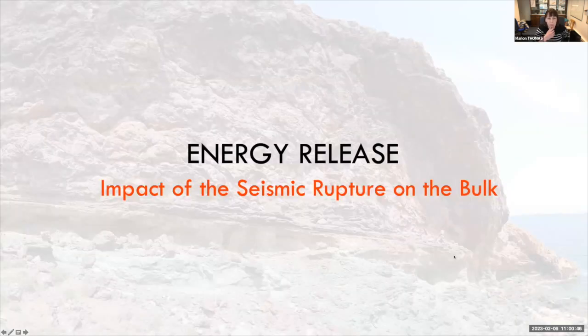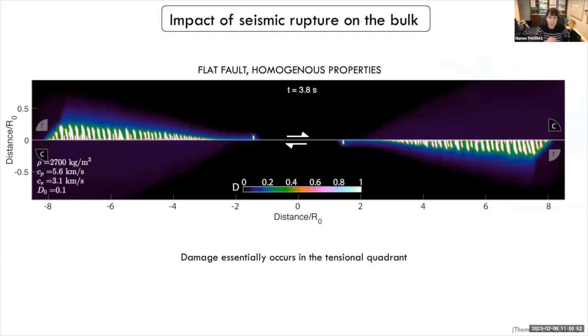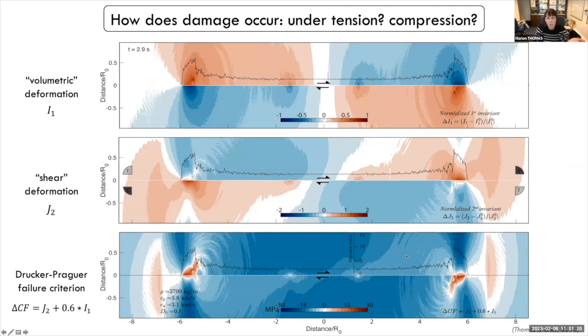So the first thing I wanted to explore is the impact of the rupture itself on the bulk. Again, I'm starting very simple. The material is equivalent to a granite, and I'm starting with a small initial density of flaws. And I'm running a rupture. As you can see, damage essentially occurs in the tensional quadrants of the fault. But how does damage occur? Is it under a tensile regime or a compressive regime? One way to look at that is by computing the invariants of the stress tensor.